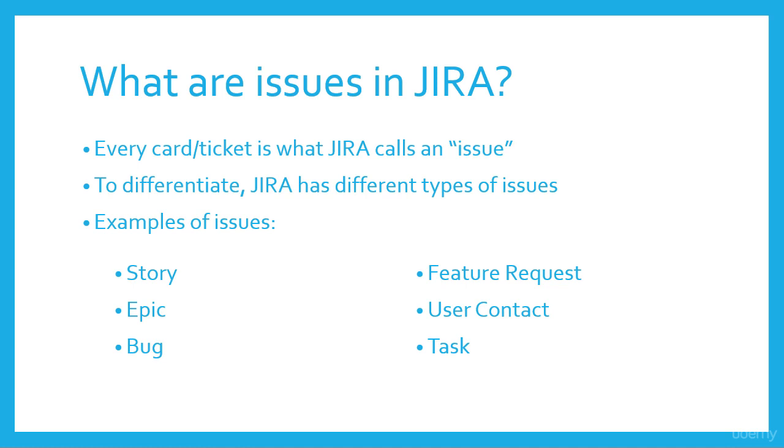Now, to differentiate between the different types of issues, Jira has what it calls issue types. So, for example, a user story would be an issue, an epic would be an issue, a bug is an issue, a feature request is an issue, a user contact information would be an issue, a task could be an issue. Essentially, issue is a very generic term that is all-encompassing of all of these different types of issues or cards or tickets. I've heard many different names used in a lot of different tools.